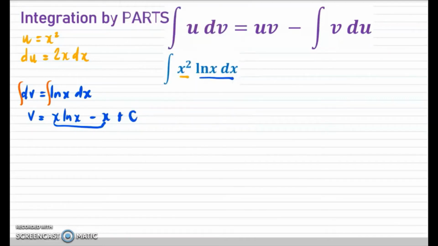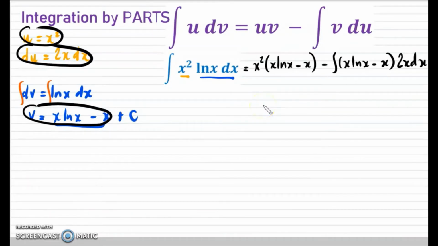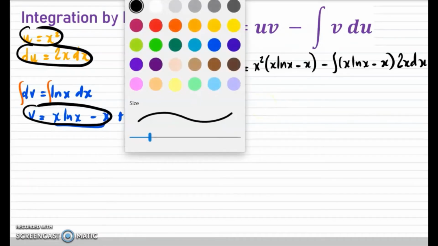Now we have the complete details. We have u, which is x squared. We have v, which is x ln x minus x. And we also have the du, which is 2x dx. So here we have substituted the details to our formula.